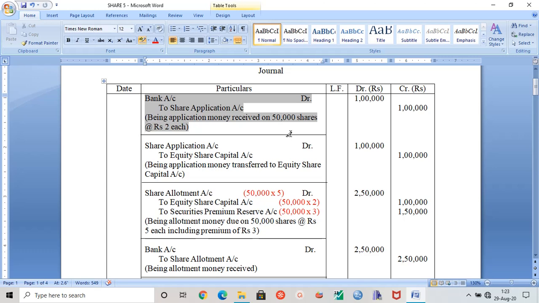So when we receive application money, it should be transferred to equity share capital account. So just transfer the amount, okay? And remember, this allotment money is given here as rupees 5, isn't it? So this rupees 5 is including both allotment as well as premium money. So premium is of rupees 3. So you have to make the premium of rupees 3, okay?